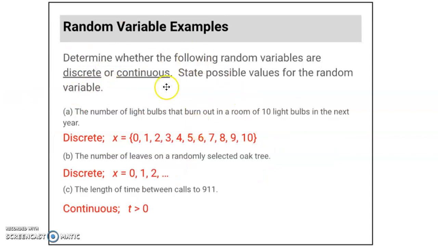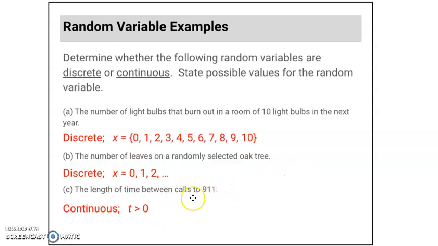So in this example, we were asked to determine whether the random variables were discrete or continuous. In this case, the number of light bulbs that burn out in a room, it's discrete because you can count it, 0 through 10. The number of leaves on a randomly selected oak tree, well, it doesn't seem like you can count them, but they are countable. So it's 0, 1, 2, etc. We also consider the number of grains of sand on a beach to be discrete because you can have 1 grain of sand, 2 grains of sand, a billion, a trillion, but you don't really talk about 1.5.